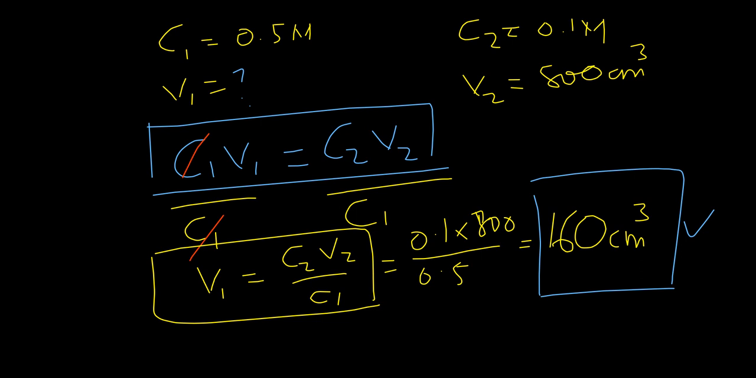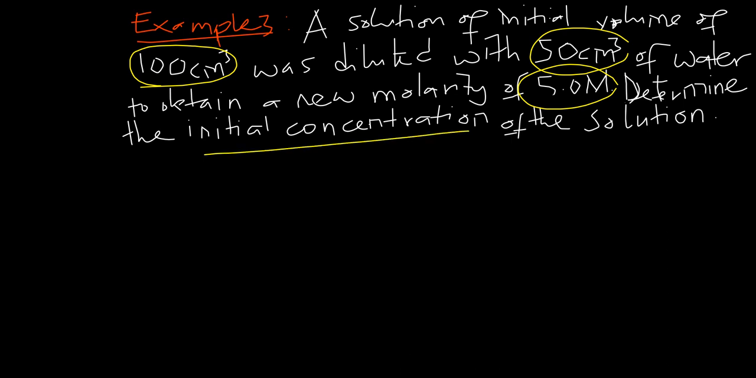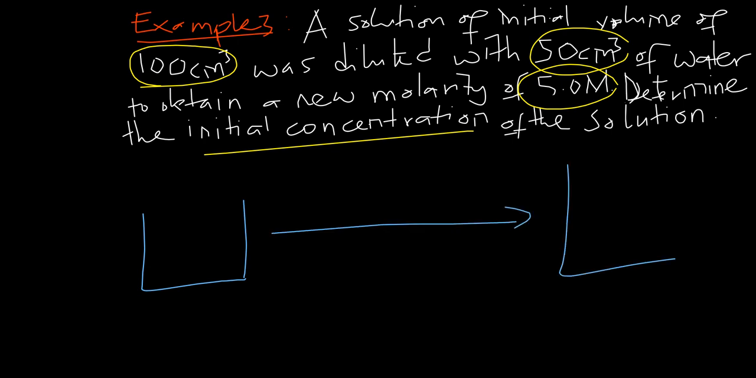In this example, we are being told that the solution of this initial volume was diluted with this amount of water to obtain a new molarity, a new concentration of this. Determine the initial concentration. So we are finding the initial concentration of the solution. Let's see if we can make sense of the question. First, this was the solution. It was diluted and got another solution. So solution 1, solution 2.